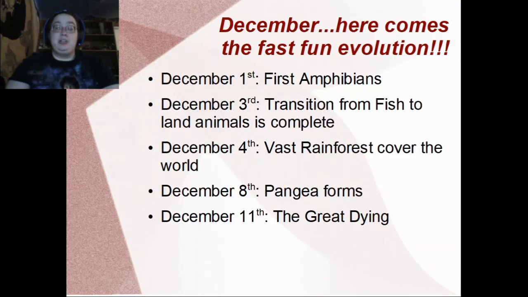The first amphibian was actually Tiktaalik. It was amphibious, it still could go into water, and it still kind of relied on water to be able to get enough oxygen. By the 3rd, Tiktaalik was no longer around, and we had the first true land tetrapods. Tetrapods meaning 4 feet. The 4th brings us a vast rainforest that covered the world.